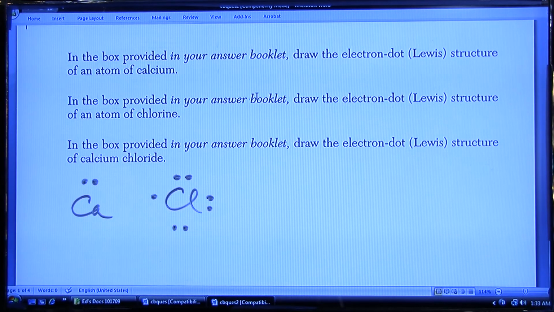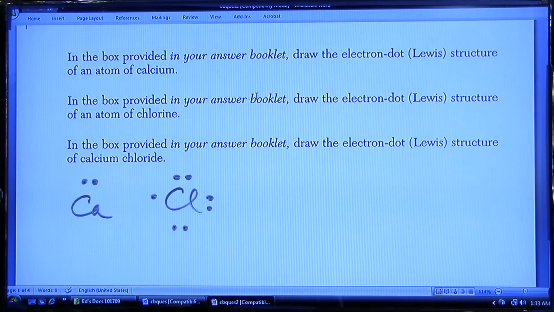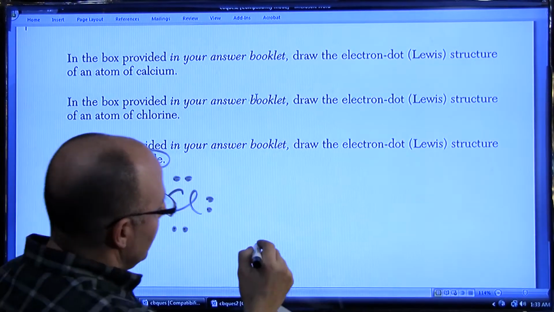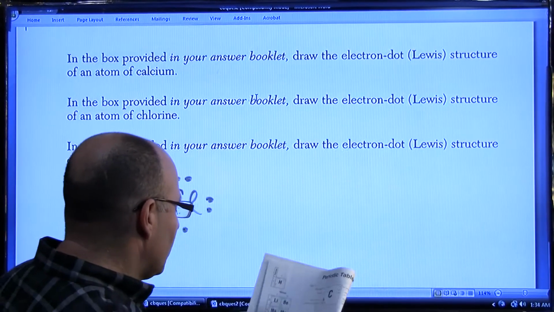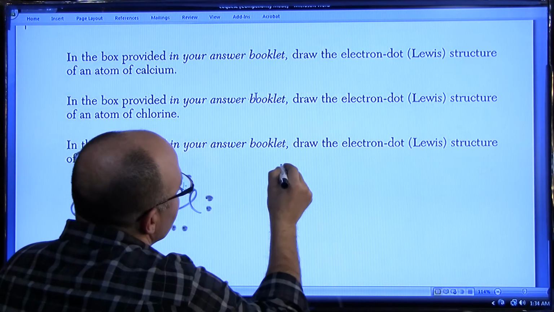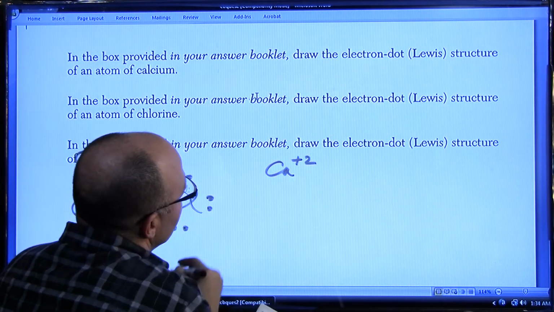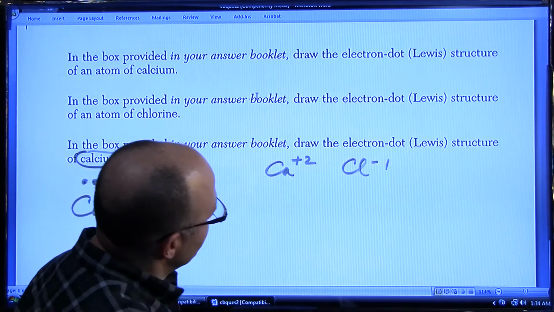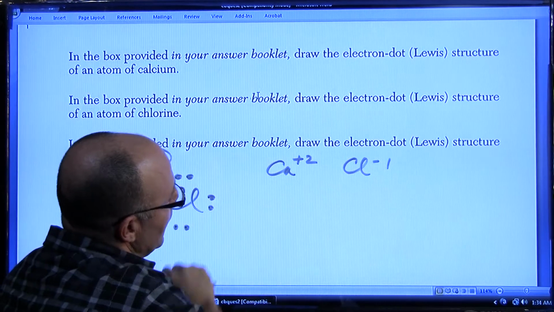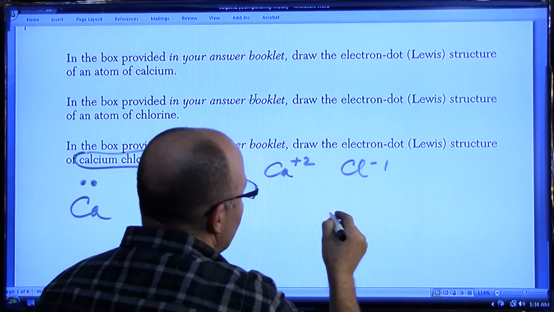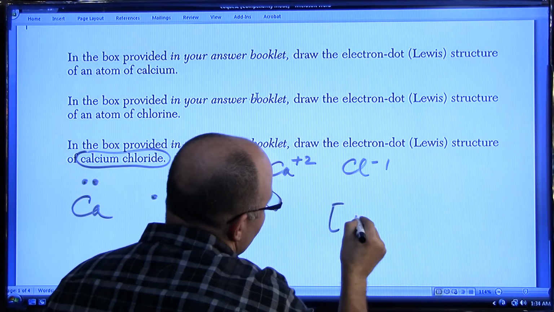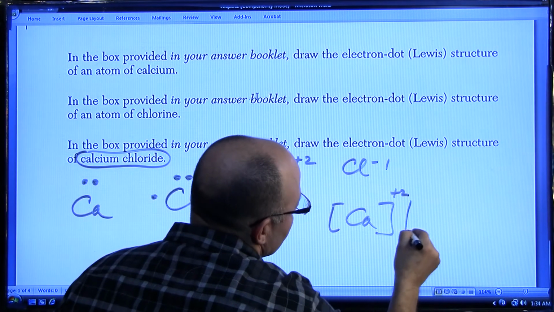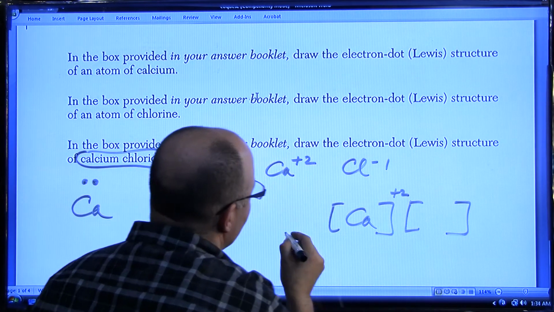Now next, in the box provided, draw the electron dot structure of calcium chloride. Well, let's look at the charges here. It's a metal and a non-metal, so we need something ionic. Calcium would be a +2, and chlorine would be a -1. So we're going to need 2 chloride ions to 1 calcium ion. So we'll put the calcium in the middle, boxed, +2 charge. Chlorine's on the side.